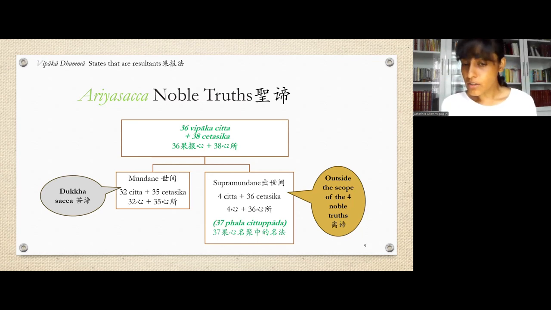Now, you might wonder why they are not considered under ariya sacca. Now, if you go back and think, what are the 4 noble truths? We get dukkha sacca, samudaya sacca. Those are mundane ariya sacca. Then we get nirodha sacca and magga sacca. Nirodha sacca is nibbana, and magga sacca is the 8 path factors of the magga chitta, not the phala chitta. So here, what we have are only the phala chitta and phala cetasika. Therefore, none of these are classified under the noble truths.